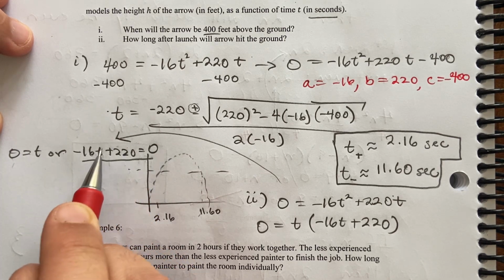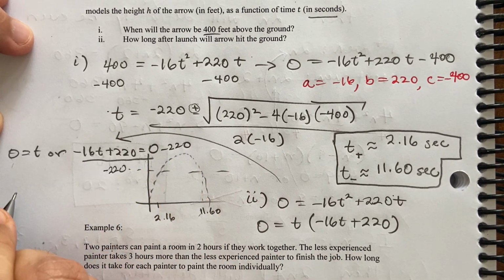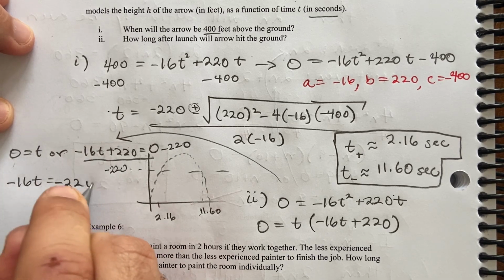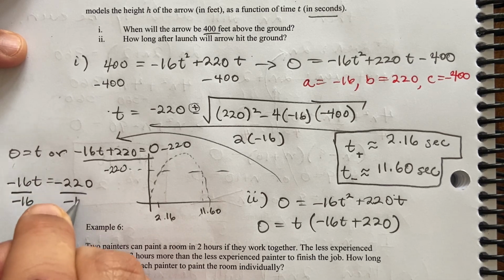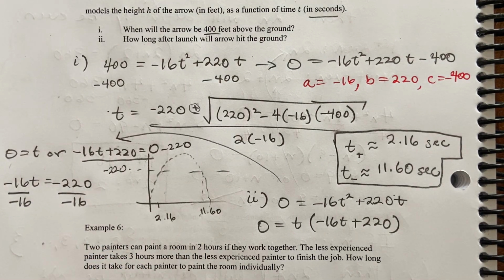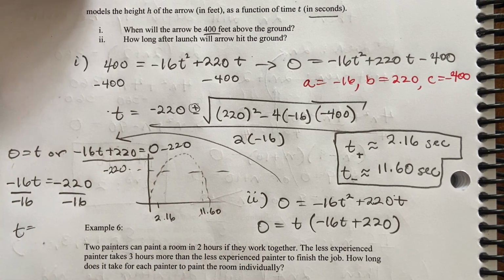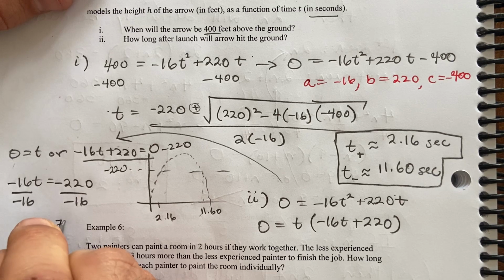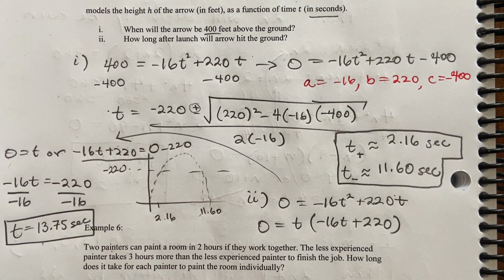So solving this one for t, I'll subtract 220. So I'm getting negative 16t equals negative 220, and then divide by negative 16. So I'm seeing t equals, on my calculator, I'm seeing 13.75 seconds for part 2.